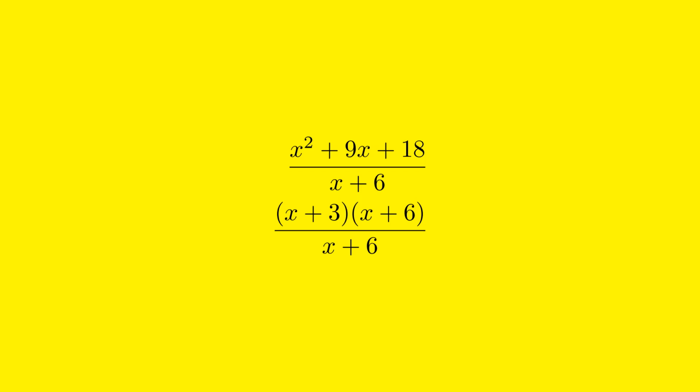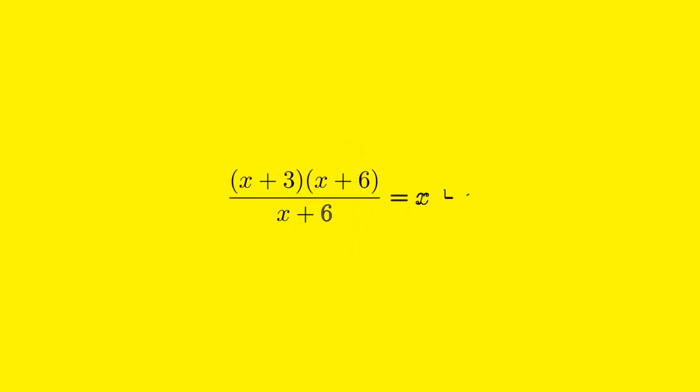These two numbers are 3 and 6. This allows us to factor the numerator into x plus 3 times x plus 6. Now, the expression becomes x plus 3 times x plus 6 over x plus 6. Notice that the expression now is x plus 3 times x plus 6 over x plus 6.